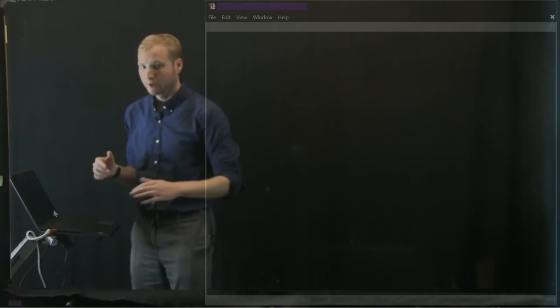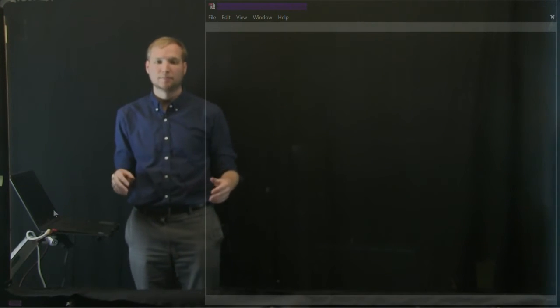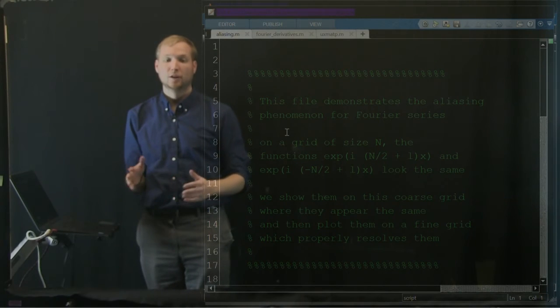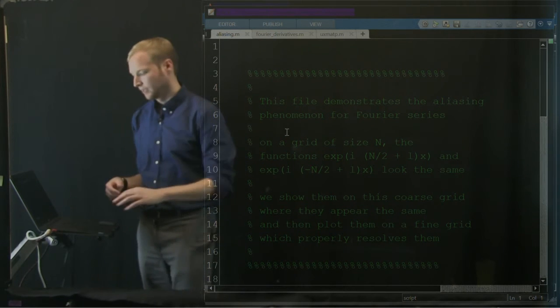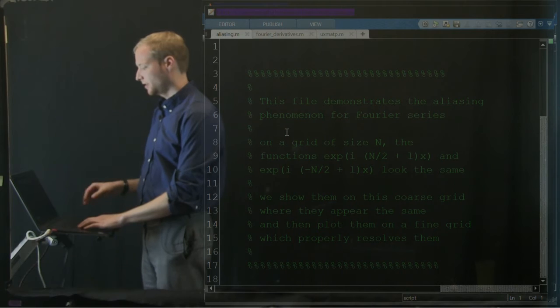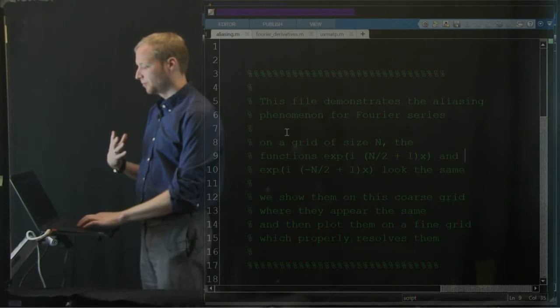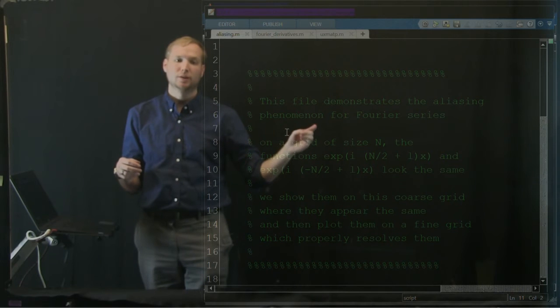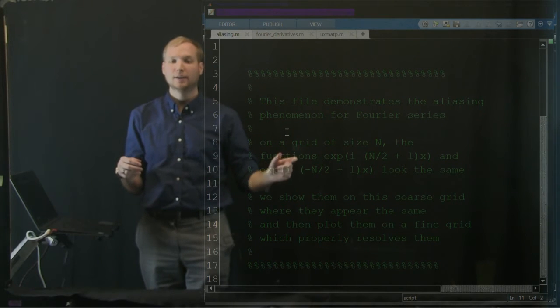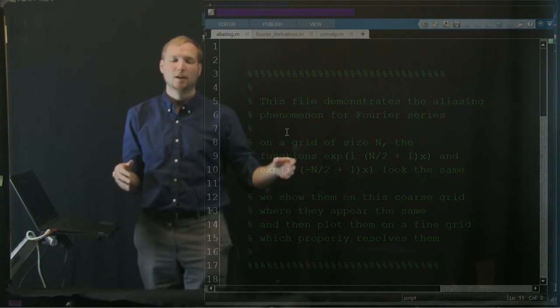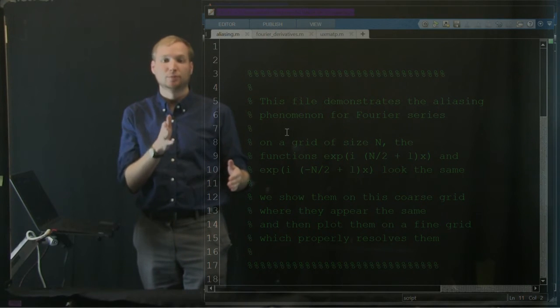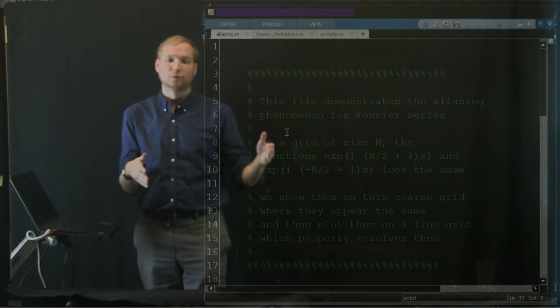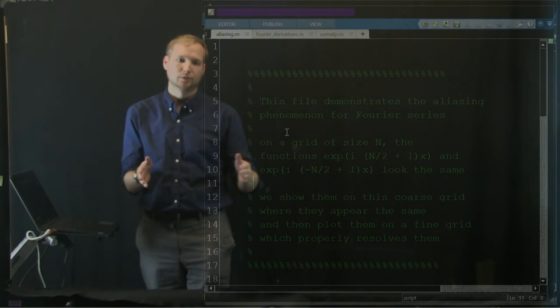Okay, so now we're going to look at those concepts in MATLAB. The first thing that we're going to look at is the aliasing phenomenon. I've got a script here that'll run through, and it will plot the functions e to the i(n/2+1)x and e to the i(-n/2+1)x on that grid of sample points, right? So for a given n, we have n sample points.